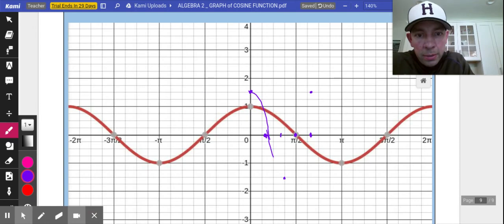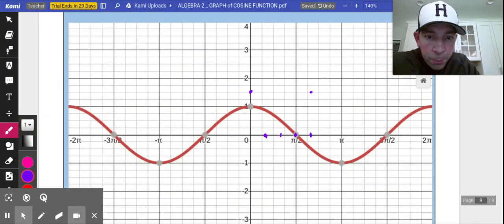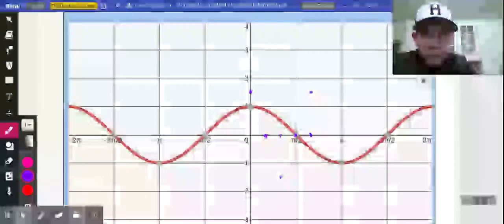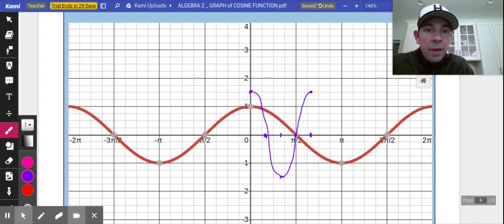Oh, I missed it. Oh, man, I hate to erase that. Okay, I think the root of my problem was I put the min in the wrong place. I got to slide it over here. Okay, let's see how this helps. Okay, a little bit better.